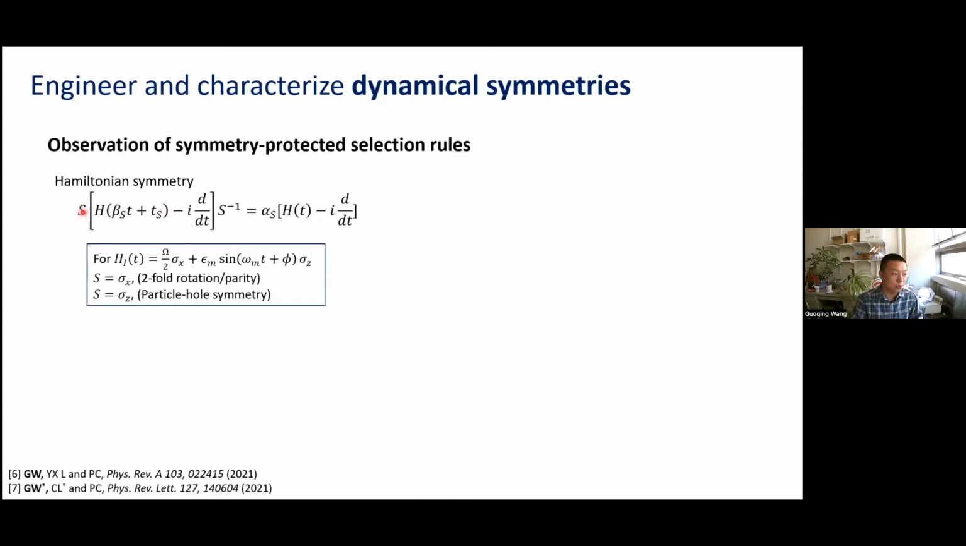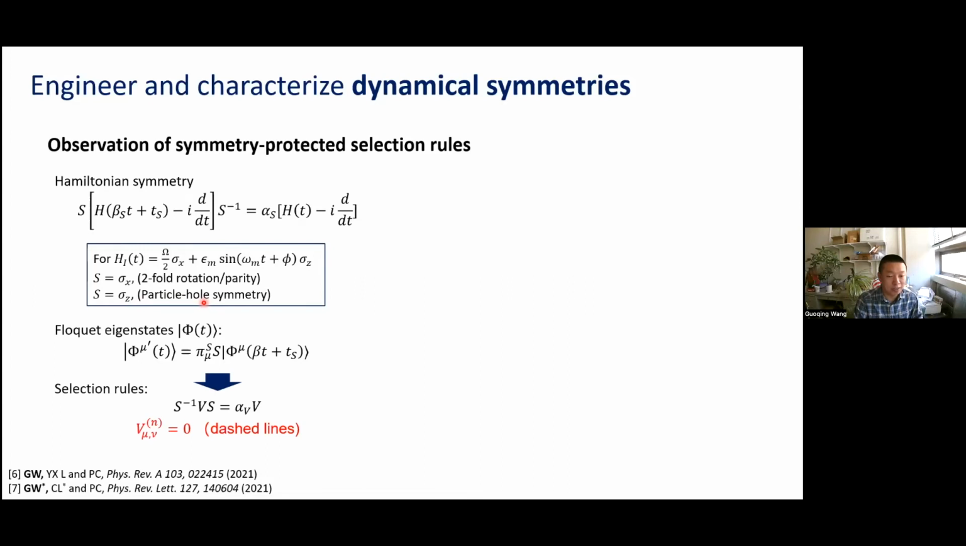When this symmetry operator acts on our Hamiltonian, it transforms the Hamiltonian to a different time up to some constant coefficient. For example, for the Hamiltonian we introduced in the previous slide, sigma x represents a twofold rotational symmetry, while sigma z represents a particle-hole symmetry because it can map a positive energy state to a negative energy state. When the Hamiltonian has such a symmetry, the Floquet eigenstates will also have the same symmetry, and combining this with how the symmetry operator transforms the probe operator V, we can have a series of vanishing conditions for this transition element V mu nu.